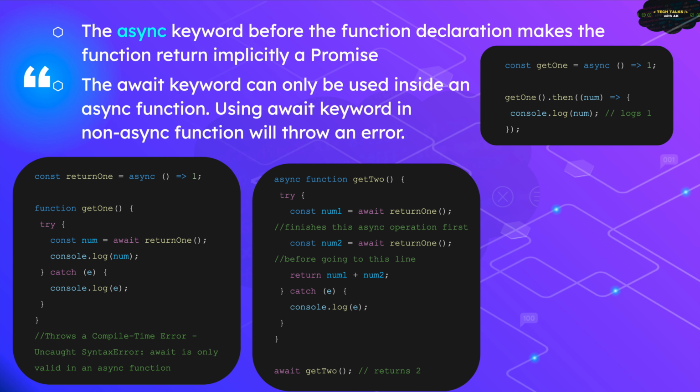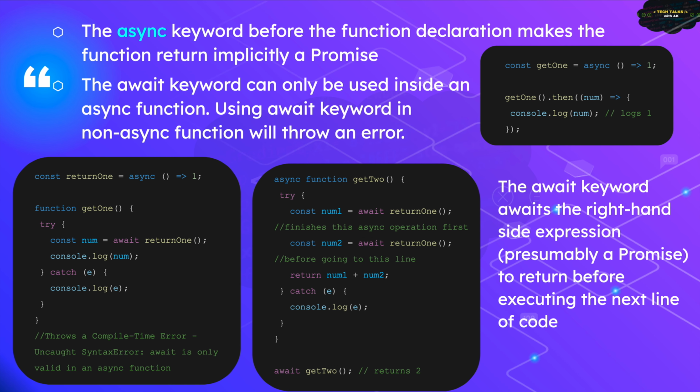But here the get1 function was not async, so we were not allowed to use the await keyword inside a non-async function. The await keyword awaits the right hand side expression, which can be a promise, to return before executing the next line of code. So this await keyword will forcefully wait until return1 returns before executing this line.